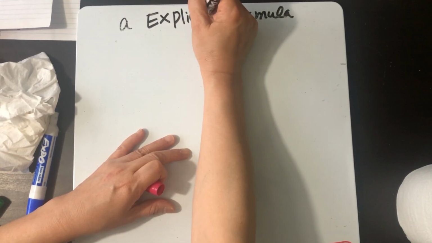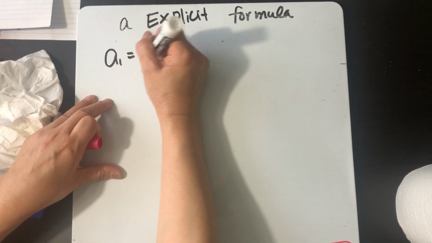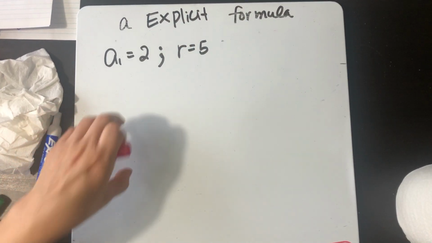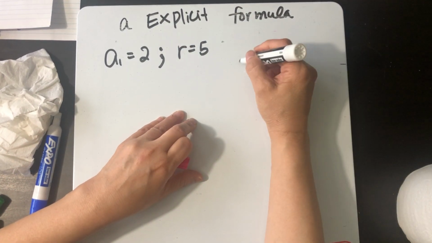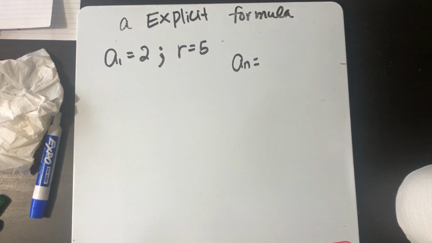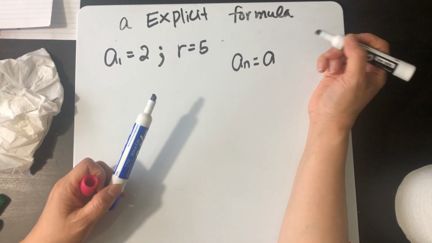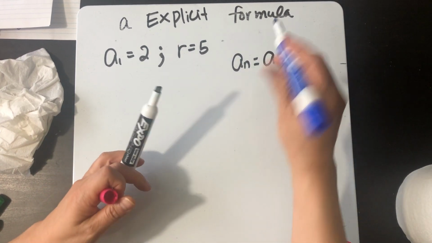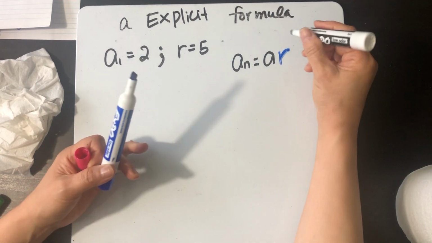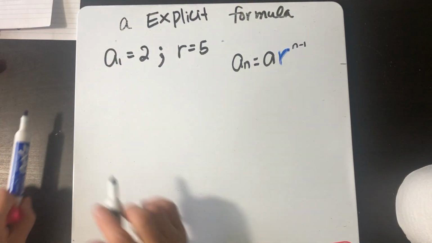Write the explicit formula when a1 is 2 and r is 5. Let's write the explicit formula. Remember, an is the first term, A1, and then you times r to the n minus 1. This is the formula, so let's go ahead and write that.